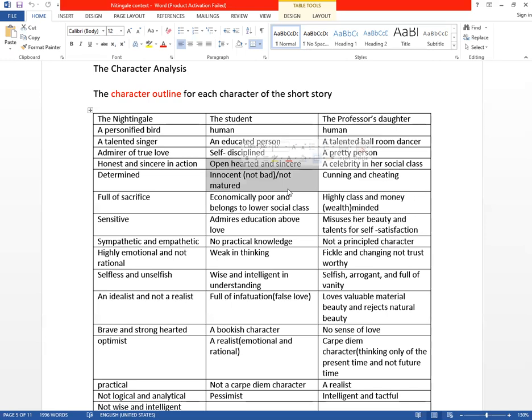As a young boy, he is attracted to the beauty and talents of the professor's daughter.